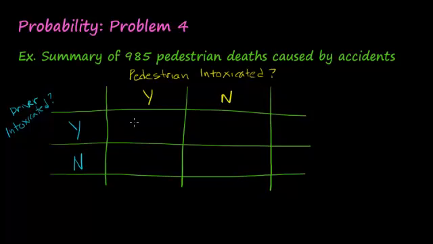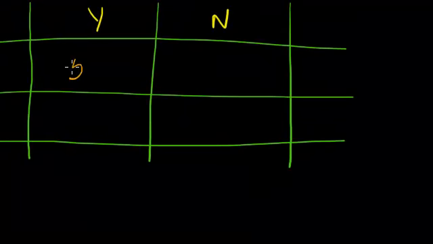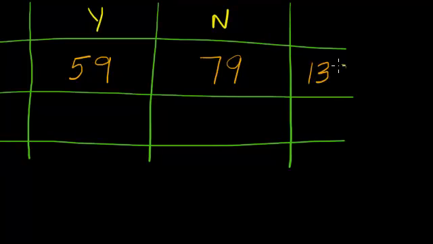So our individual cells have these numbers. Yes, the pedestrian was intoxicated and the driver. There were 59 of these deaths, of these 985 deaths where that was the case, and 79 of the deaths where the pedestrian was not intoxicated but the driver was. And that row sums to 138. Okay? In the case where the pedestrian was intoxicated but the driver was not, there were 266.